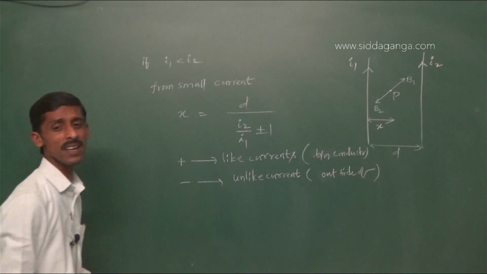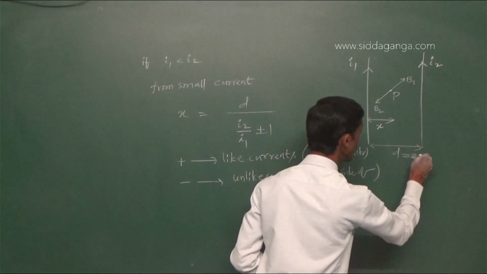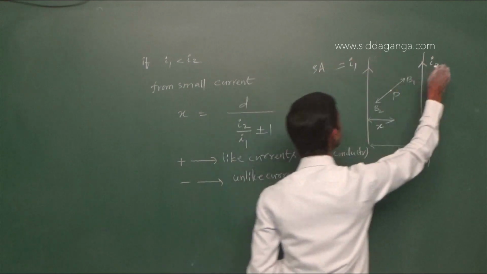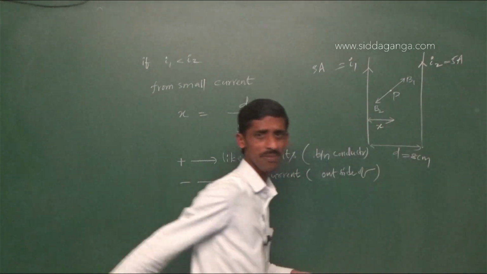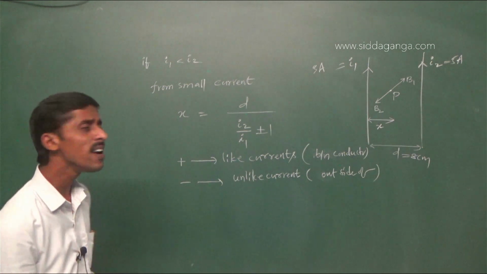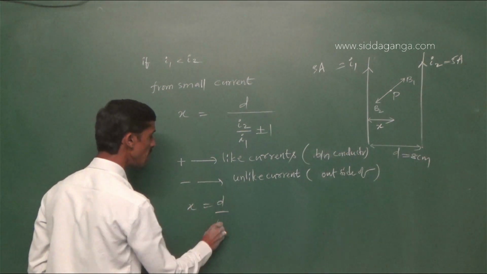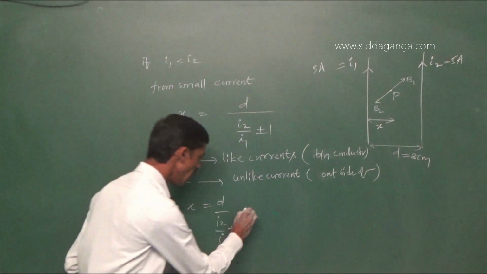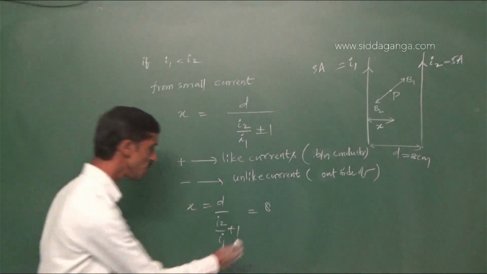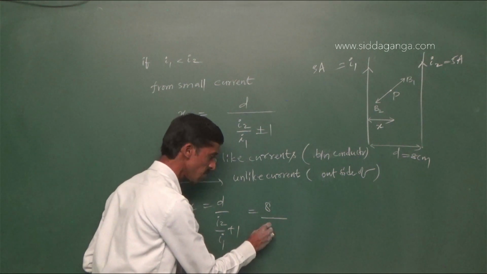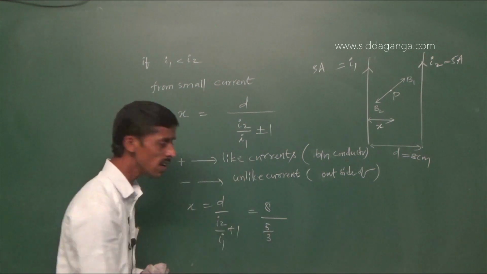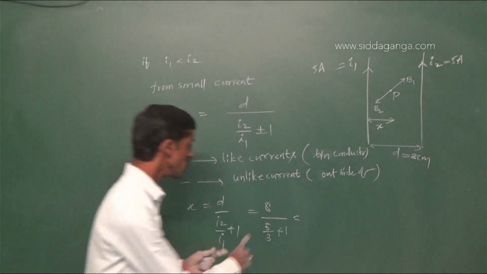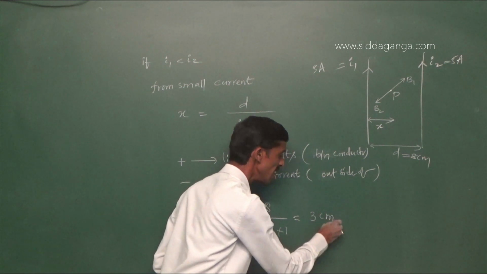Now come to our question. The distance is 8 centimeter. Current in first wire is 3 ampere. Current in second wire is 5 ampere. Where will you get the neutral point? X is equal to d divided by I2 by I1 plus 1, because like currents. So distance is 8 centimeter divided by I2 is 5, I1 is 3, plus 1. 5 by 3 plus 1, 8 by 3. So 8 gets cancelled, 3 centimeter.